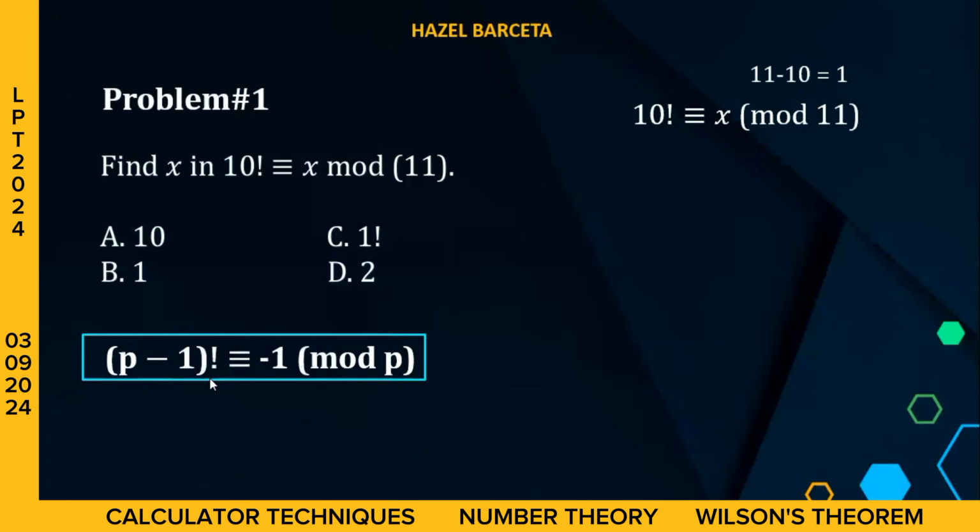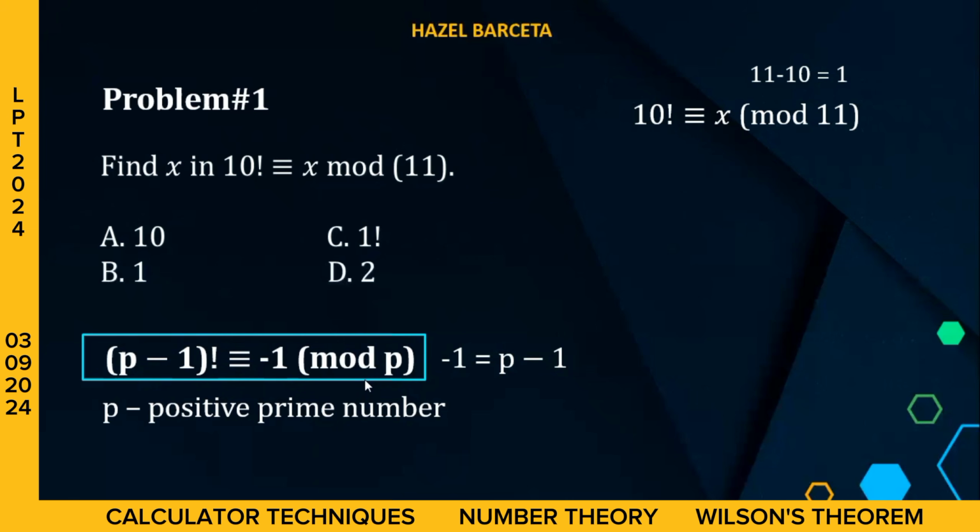P minus 1 factorial is congruent to negative 1 mod P, where the remainder negative 1 is also equal to P minus 1. And meron po dapat tayong i-consider dito. Kailangan daw po si P ay positive prime number. We have 11. So, si 11 po ba ay prime? Yes po, dahil ang kanyang factors ay tanging 1 and itself. Then, positive, of course, yes. Dahil mas malaki po siya sa 0. So, we can proceed the substitution.